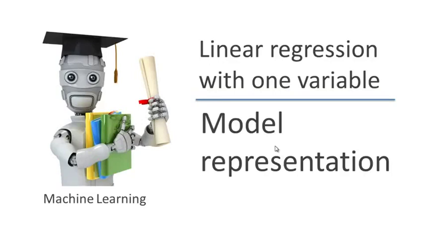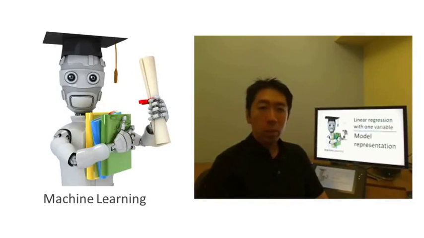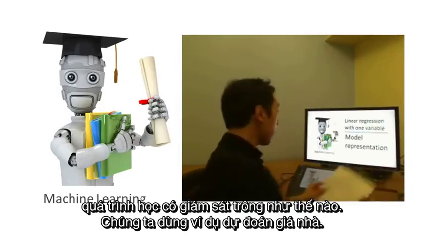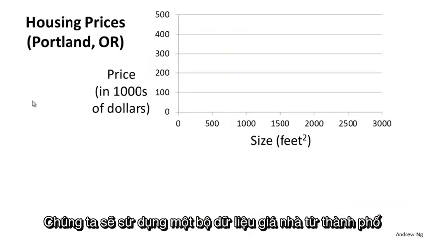Our first learning algorithm will be linear regression. In this video, you see what the model looks like, and more importantly, you also see what the overall process of supervised learning looks like. Let's use our motivating example of predicting housing prices.